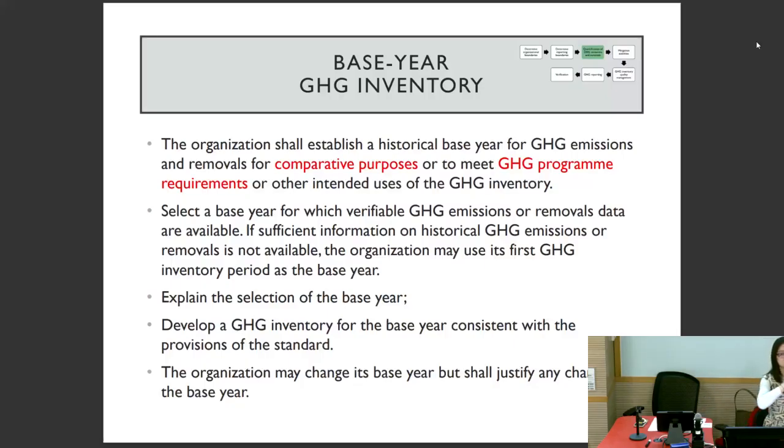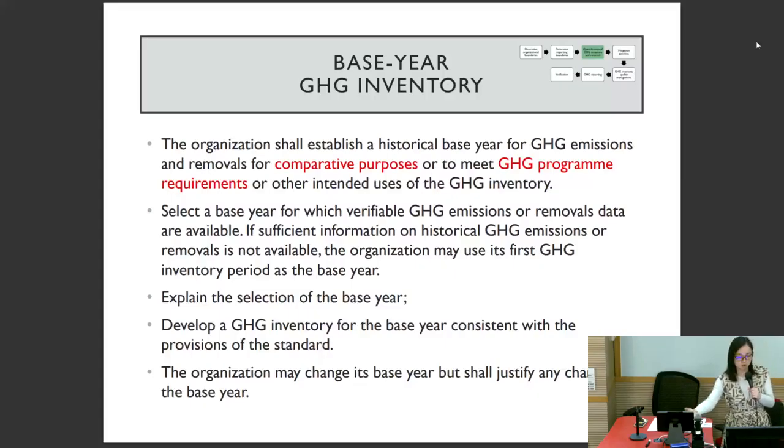When you read the ESG report, you will find that maybe CLP targets to reduce a certain percentage, also referring to the base year. So this is for reporting, for the inventory, or for some reduction targets. Select a base year for which verifiable greenhouse gas emissions or removal data are available. If sufficient information on historical emissions or removals is not available, then the organization may use its first greenhouse gas inventory period as the base year.